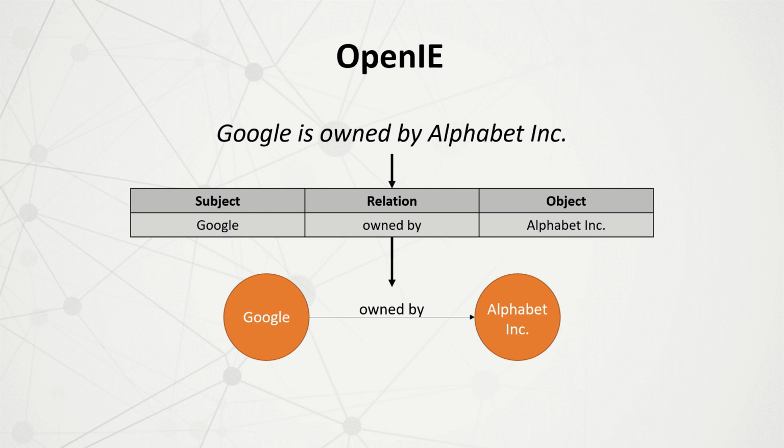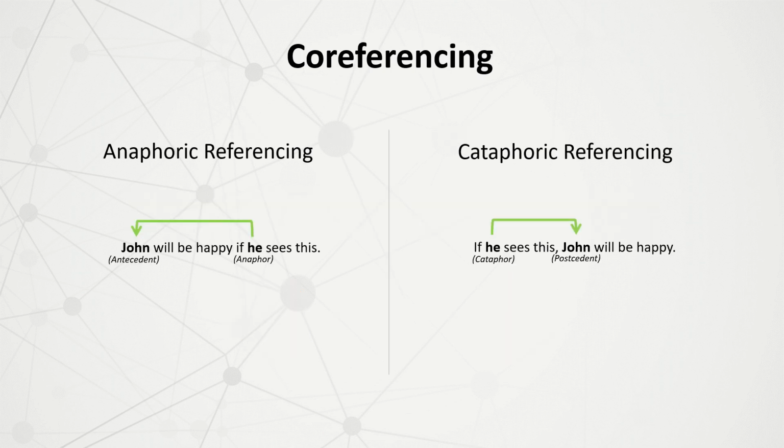Existing OpenIE systems perform extraction on the sentential level, mainly relying on sentence syntactic structure. This means that in the case of a paragraph or document, relations across different sentences would often not be drawn, especially when an entity is referred to using different expressions across different sentences. This phenomenon is called coreferencing.